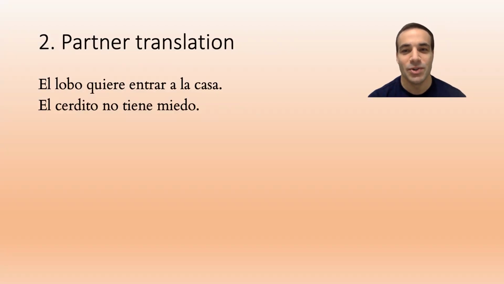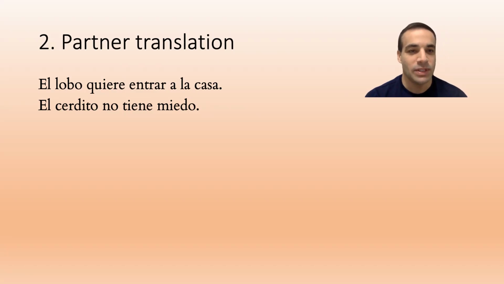This procedure is also known amongst teachers as popcorn or volleyball translation, because translation is popping or bouncing back and forth. Students are working with a partner. Partner A reads the first sentence in Spanish, so El lobo quiere entrar a la casa. Partner B translates it and then reads the next sentence in Spanish. So partner B says, the wolf wants to enter the house.